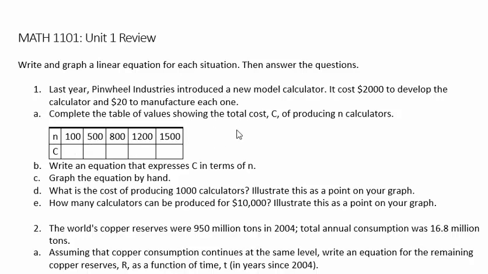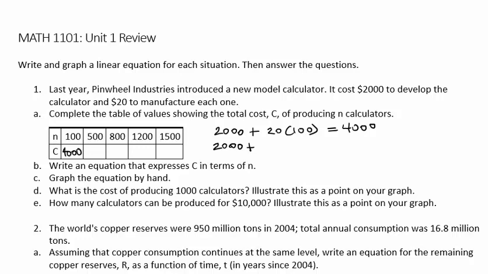Okay, so no matter what, they are going to pay $2,000 and then plus $20 per calculator. So if they manufacture 100 calculators, it's going to be $4,000, and we would write that in this first blank. We're going to continue in this manner to fill in the rest of the table. So I'll just do one more.